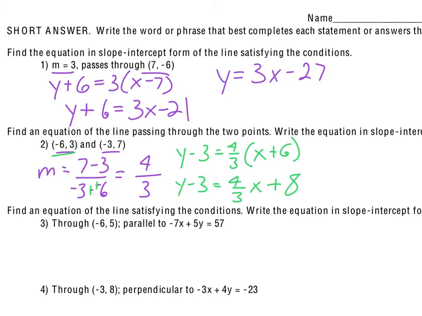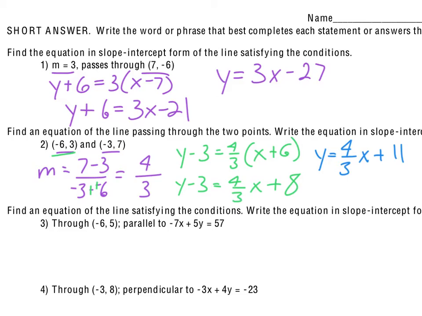And then we just add the 3 to both sides, and we end up with y equals 4/3 x. Adding 3 to the 8 gives us 11. So there's the slope-intercept form of the line that goes through those 2 points.